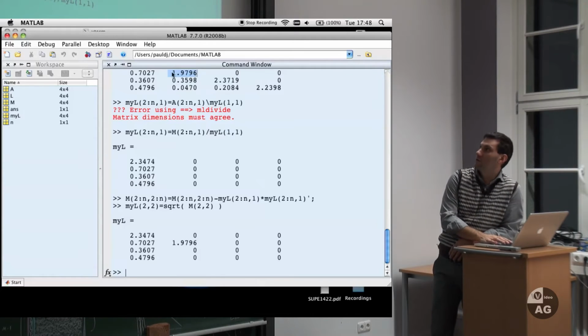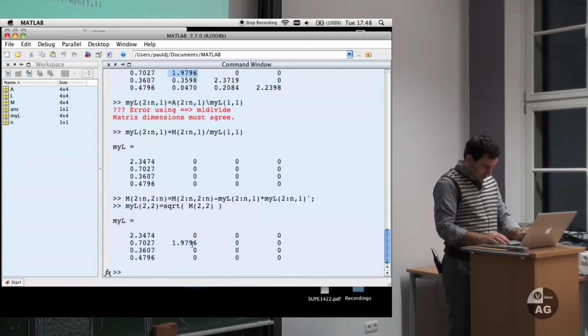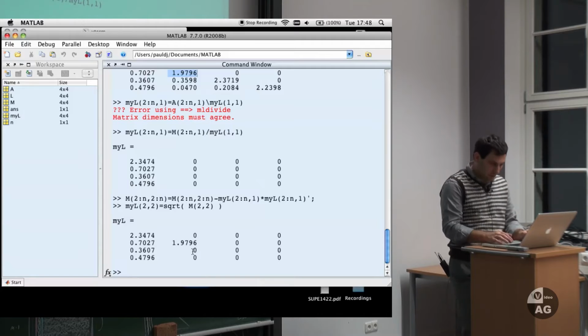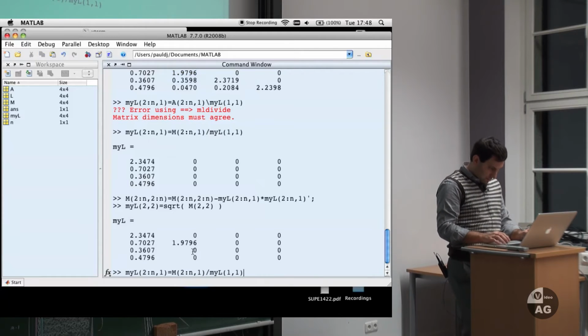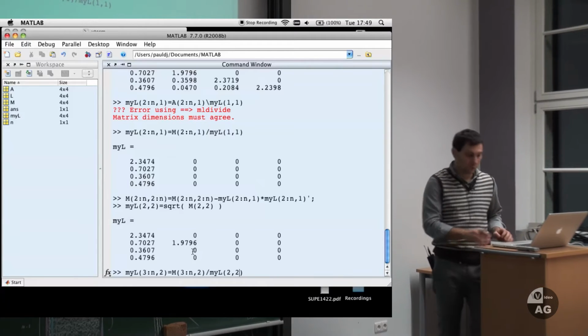We're looking at MATLAB's Cholesky. We're on the right track. We're doing the right thing. Now I have to update this part of the matrix. And how do I do that? Now we go from 3 to n, second column. This should be the 2, 2, what we just computed.